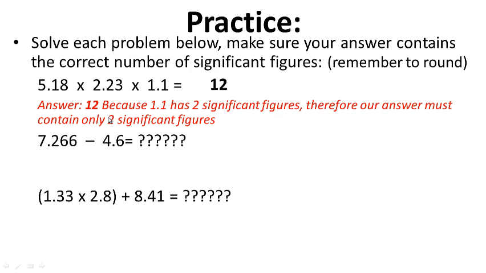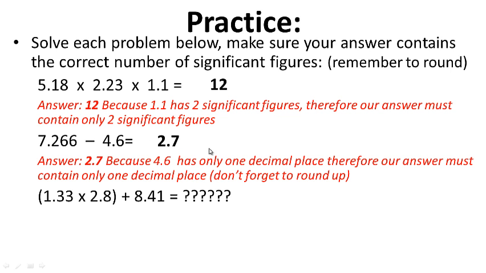All right. Next one, notice it's addition and subtraction. Our answer here is 2.7. Why? Well, because 4.6 has only 1 decimal place, therefore our answer must contain only 1 decimal place. Don't forget to round when you're done. So 2.7.